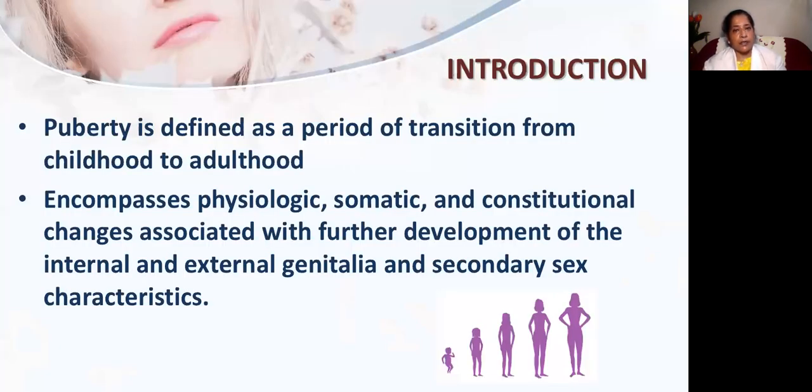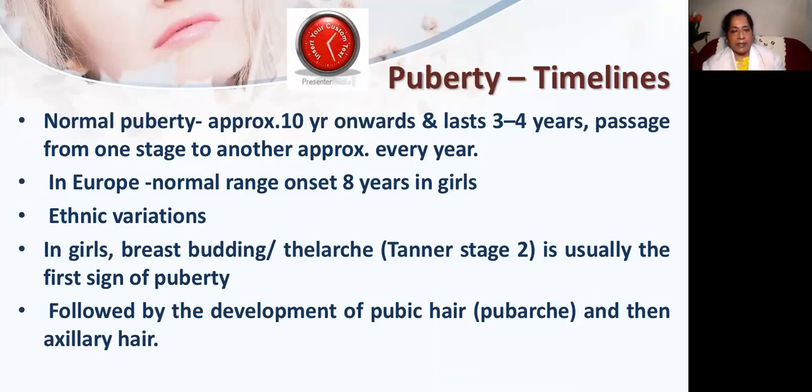Puberty is defined as a period of transition from childhood to adulthood. It encompasses physiologic, somatic, constitutional changes which are associated with further development of both external and internal genitalia and secondary sex characteristics. If you look at the timelines, normal puberty is approximately 10 years onwards and it lasts for 3 to 4 years. The passage from one stage to another is approximately 1 year. In Europe, the normal range of onset is 8 years in girls, but however, there are tremendous ethnic variations.